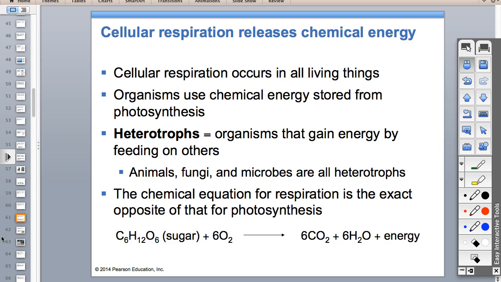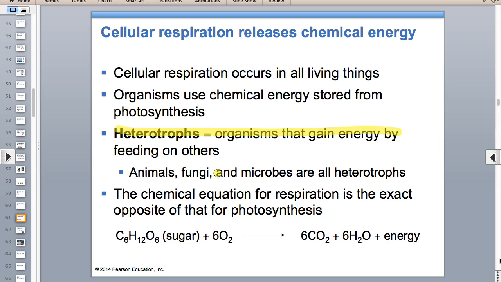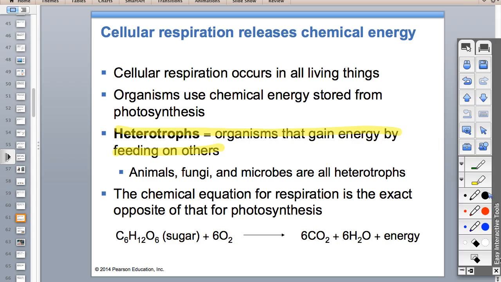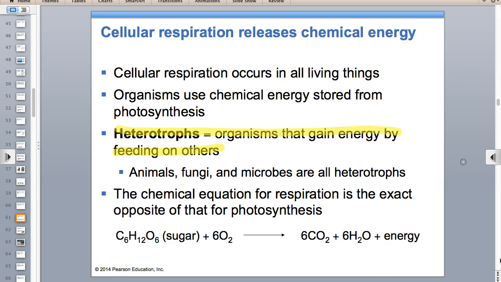Heterotrophs is a word that means that you actually have to eat other things. They're also called consumers. And so if plants are producers, heterotrophs, and we're usually talking about animals or fungi or something like that, are consumers, and so they're heterotrophs.